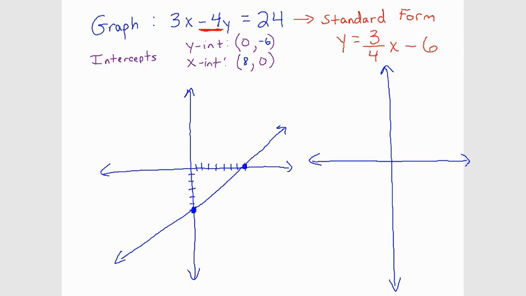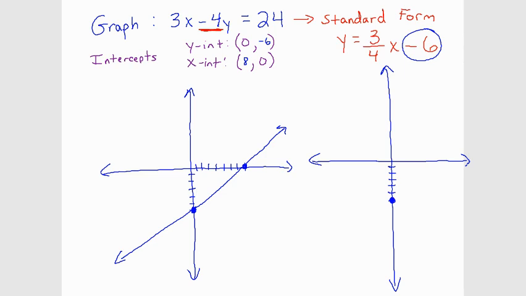So we start with the y-intercept. Again, that's a minus 6. So we have to treat it as a negative 6. So down 1, 2, 3, 4, 5, 6. Plot a point. Same as before, so we're off to a good start.